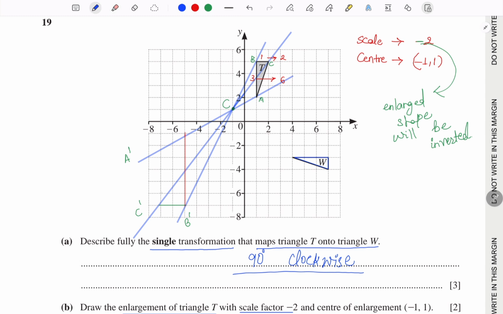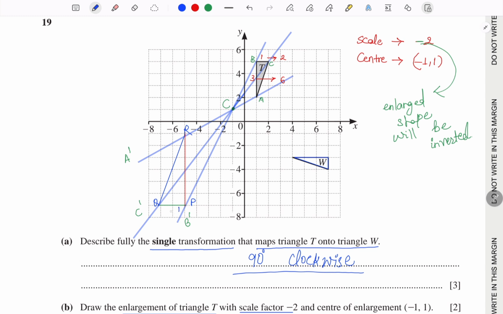And now I will join the remaining vertices here. Let's call this P, Q, and R. So this triangle PQR is the image with scale factor 2 and center of enlargement (-1, 1). So this triangle PQR is the required triangle that we were asked for in the question, the enlargement with scale factor 2.